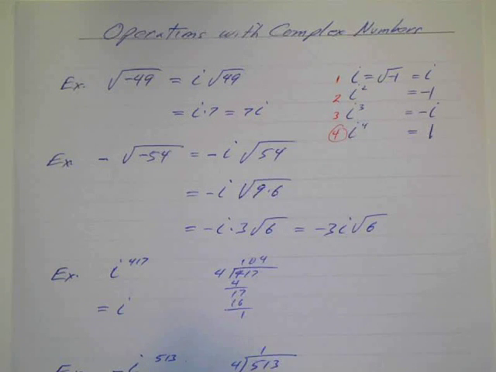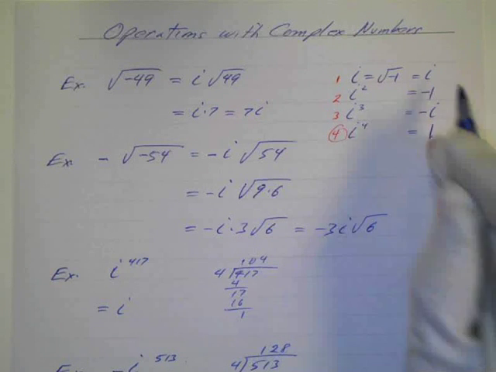4 goes in there once, that's 4. Remainder 1, bring down the 1, that's 11. 4 goes in there twice, that's 8. Remainder 3. And 4 goes in there 8 times. 8 times 4 is 32. So I got a remainder of 1.